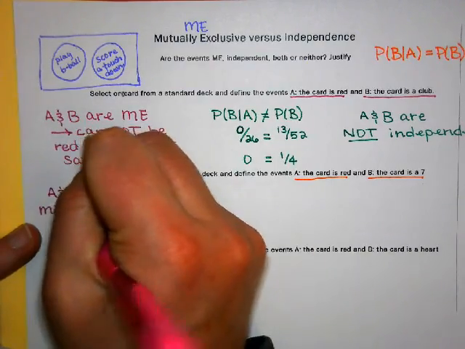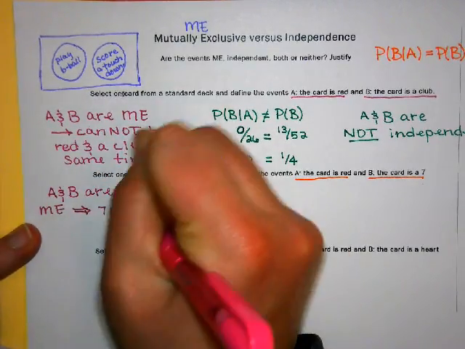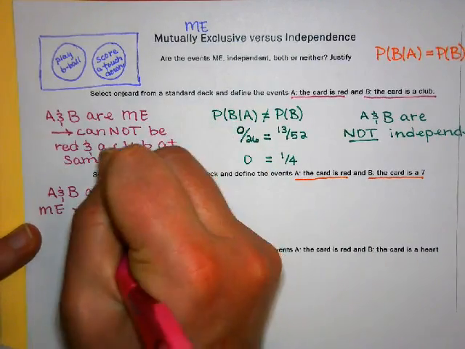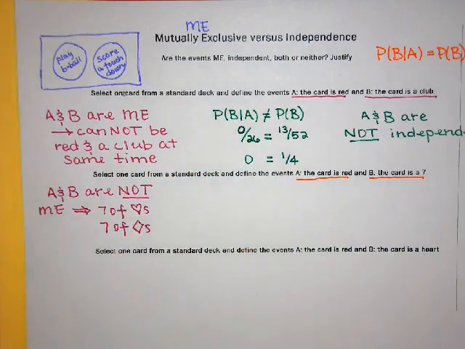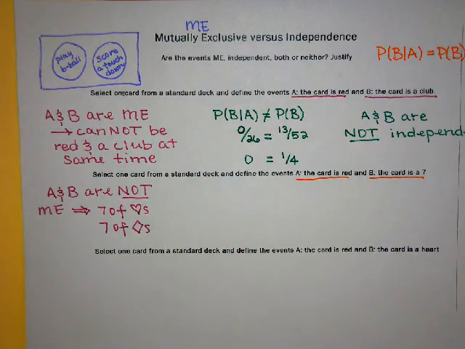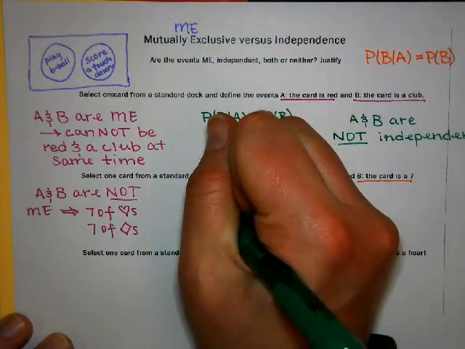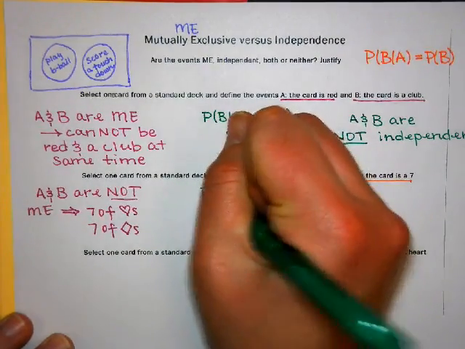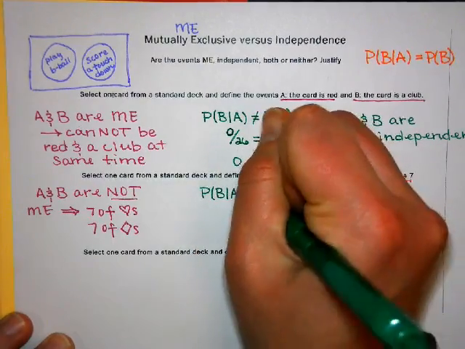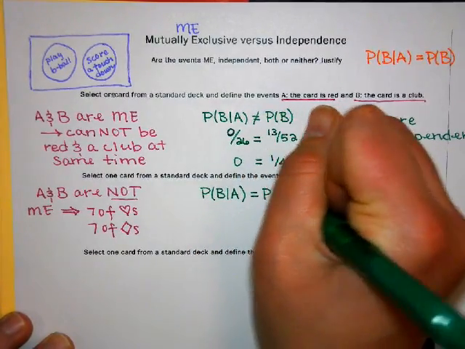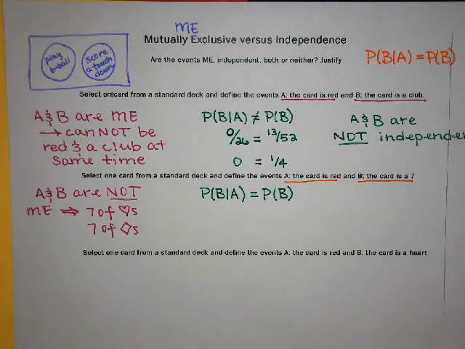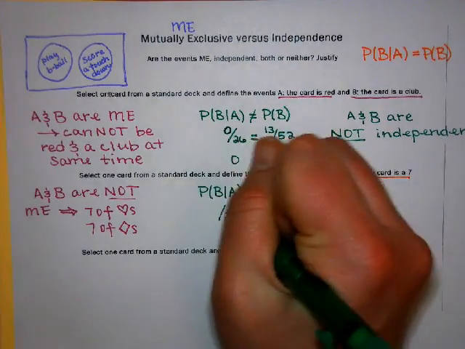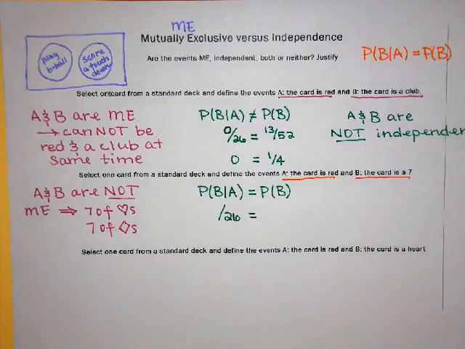For independence, I want to see if the probability of B given A happened is the same as the probability of B. So if A happens, the card is red. That means I'm looking at only half of the deck, 26 of the cards. Out of those 26 cards, how many of them are 7s? Out of red cards only. How many of my red cards are 7s? 2. Thank you, Chloe. And thank you, Emma.